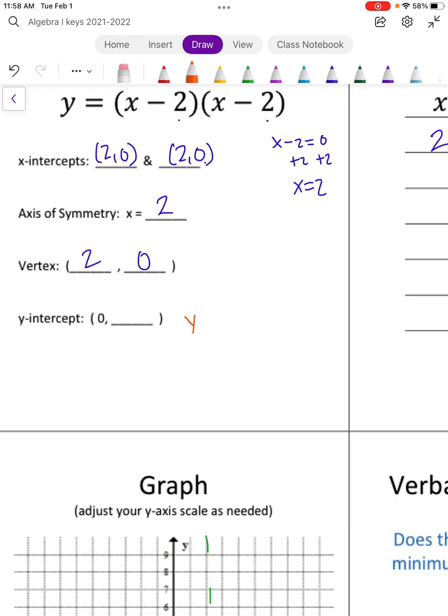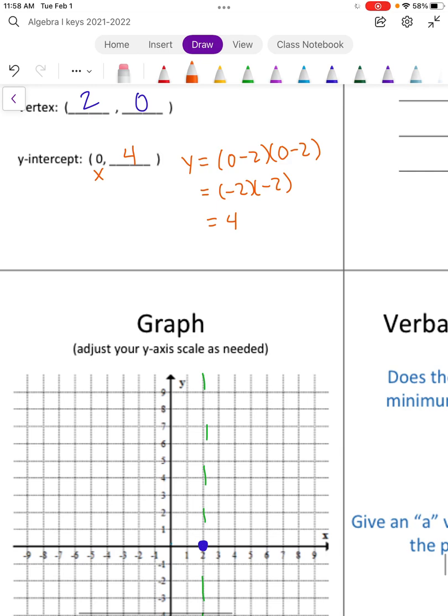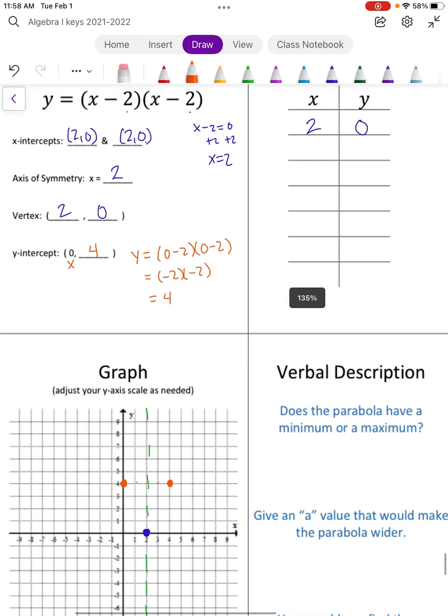If we want to find our y-intercept, we're just going to plug 0 in for x. So we'll have (0 minus 2) times (0 minus 2). That would be negative 2 times negative 2, which is a positive 4. So we have this point (0, 4). If I go to my graph, here's (0, 4). And then since our parabola is symmetric, I can mirror that across my axis of symmetry, and that gives me a third point, the point (4, 4).